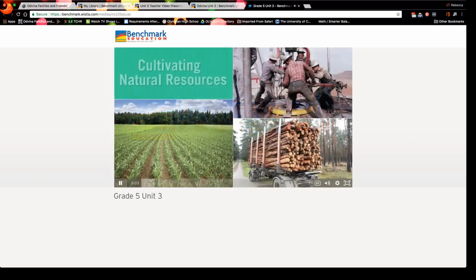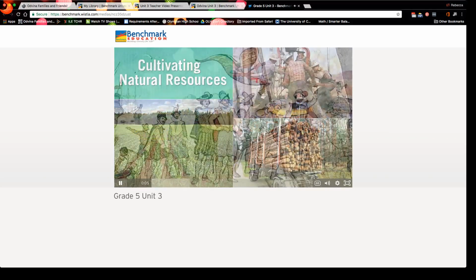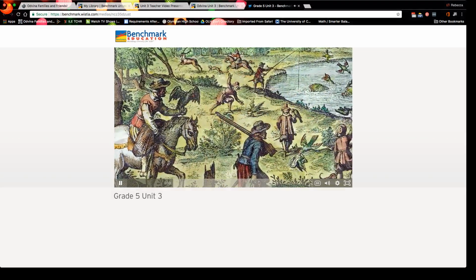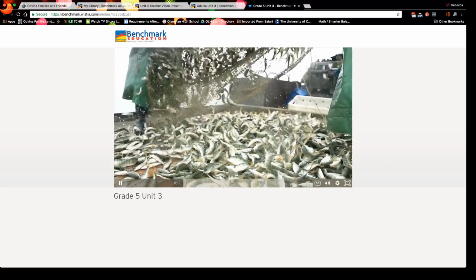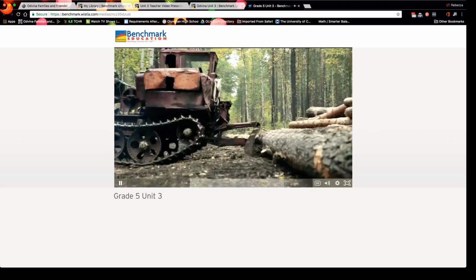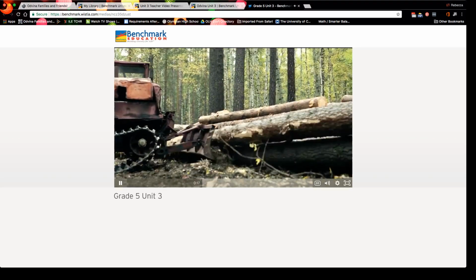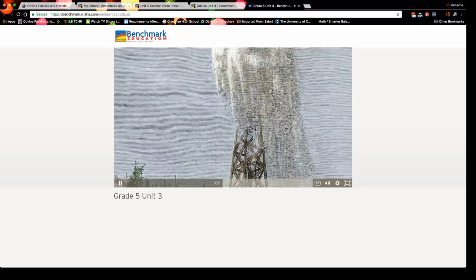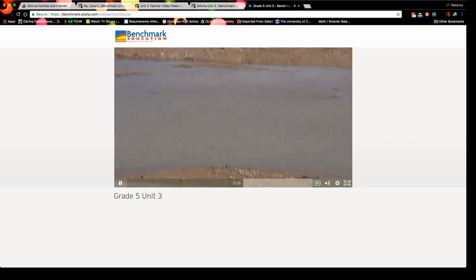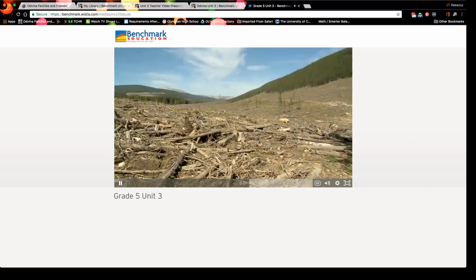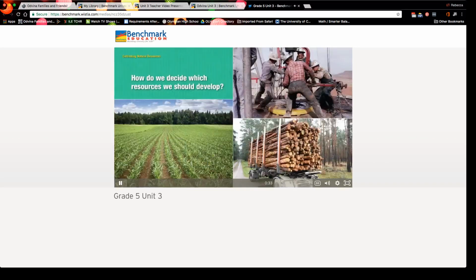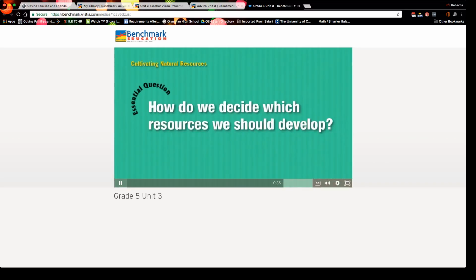Cultivating natural resources. Settlers of the United States were fortunate in that the sea coasts were a plentiful source of fish and that the landscape was abundant in forests. When oil was discovered deep underground, a new industry boomed. Yet, after the fish are gone, trees are cut, and the wells run dry, what happens? How do we decide which resources we should develop?